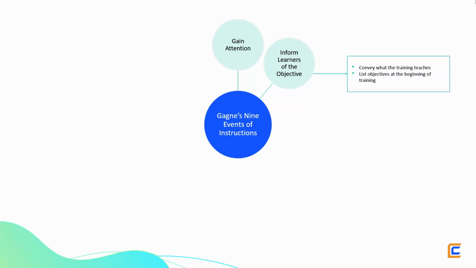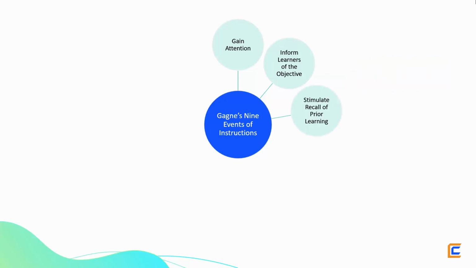The third event of this model is stimulating the recall of prior learning. The training must build upon prior knowledge of the learners by relating what they already know with new information. In simple words, you need to move from the known to the unknown.